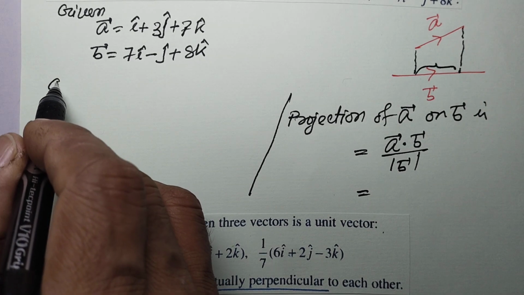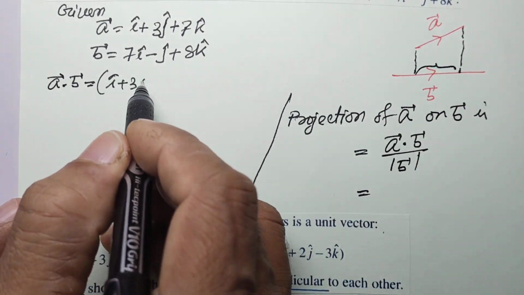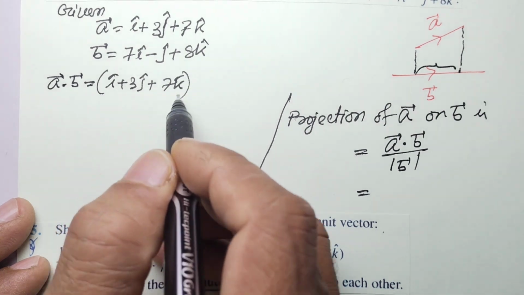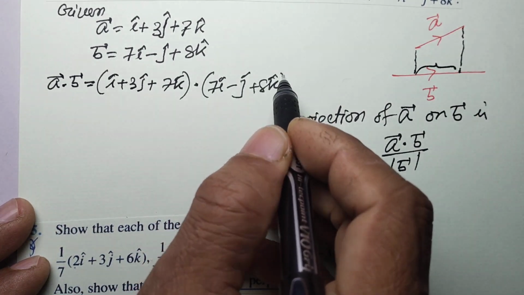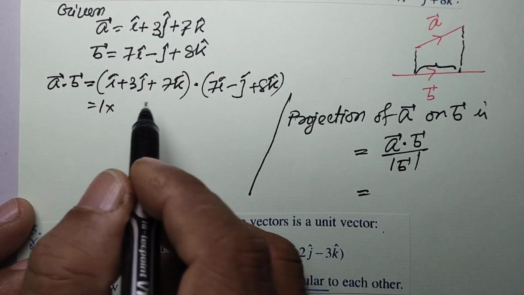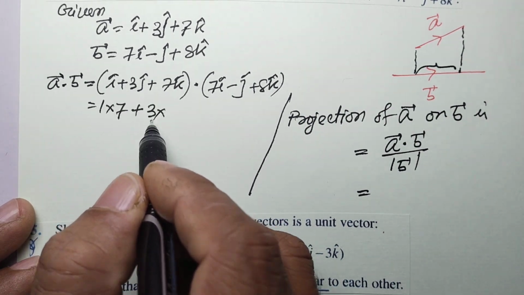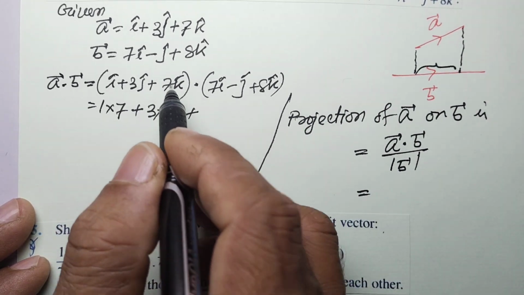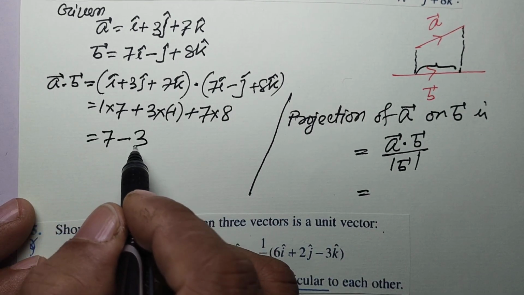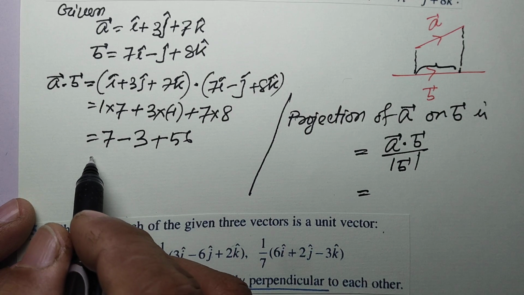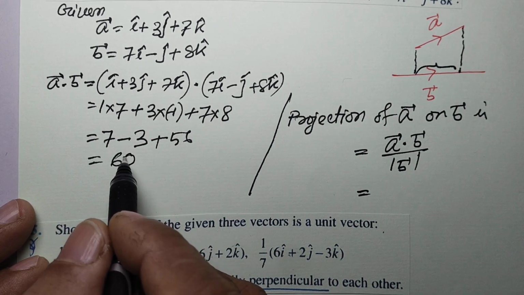So at first I'll find the dot product, A dot B. The dot product is found like this: coefficient of I, that is 1, into coefficient of I, 1, plus coefficient of J into coefficient of J, coefficient of K into coefficient of K. So it is 7 minus 3 plus 56. 7 minus 3 is 4, plus 56, so it is 60.